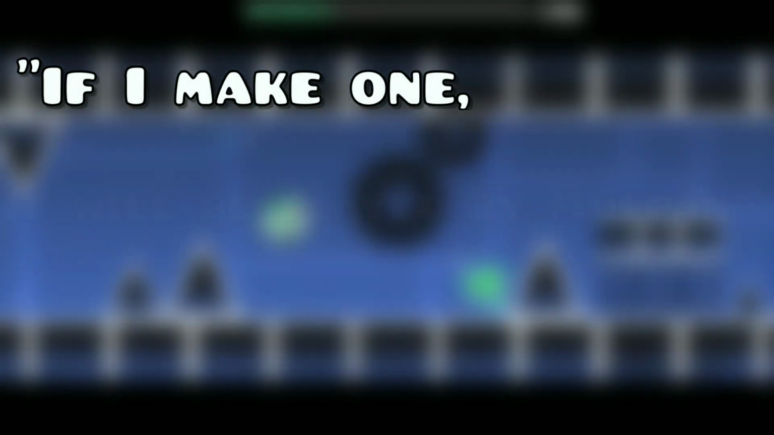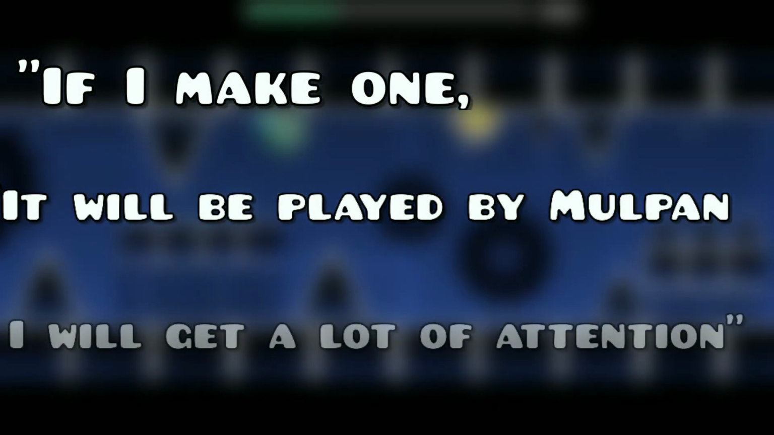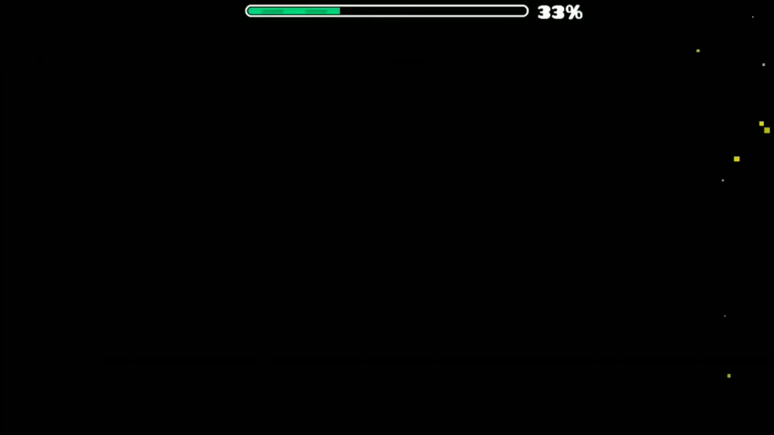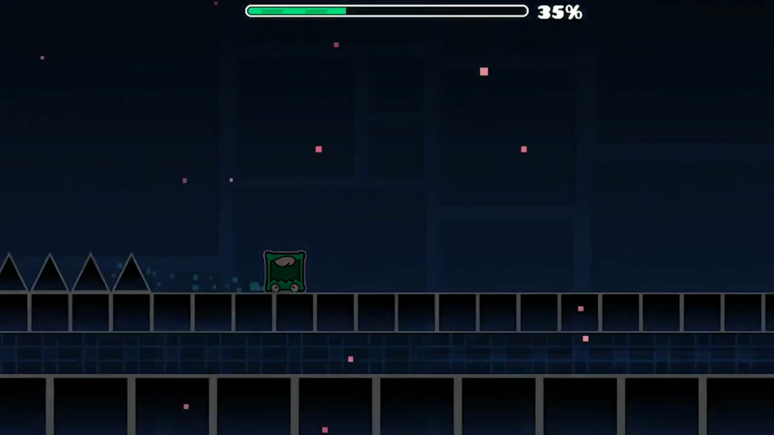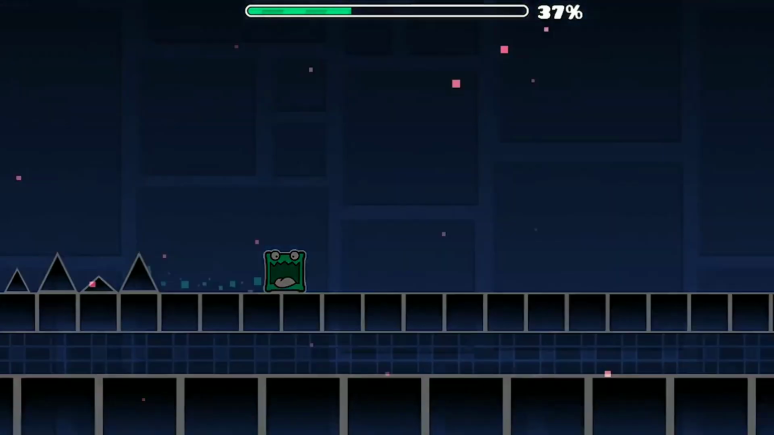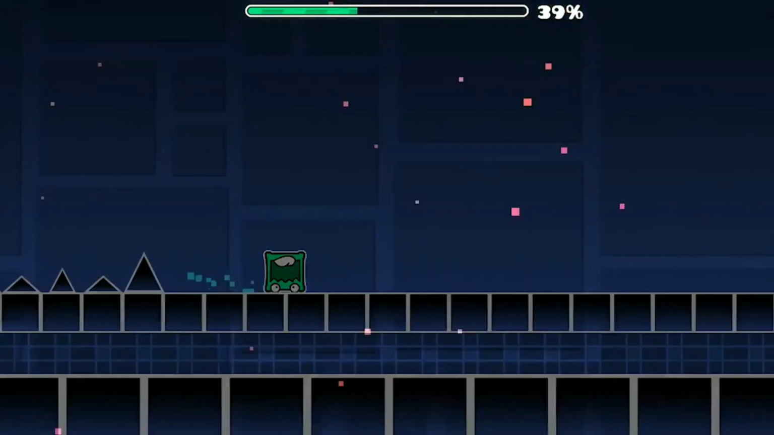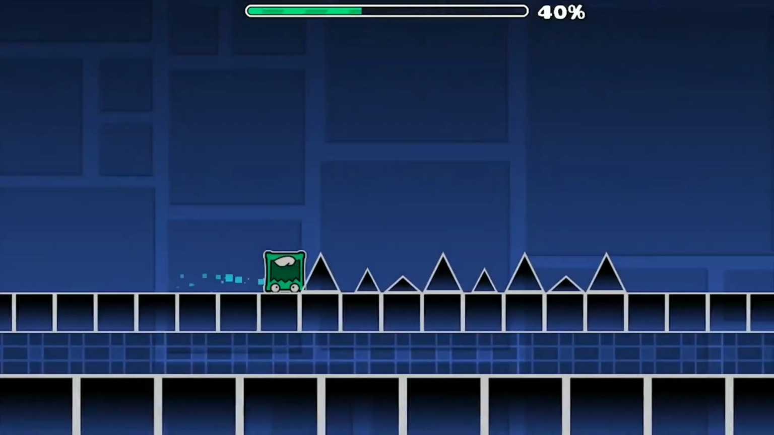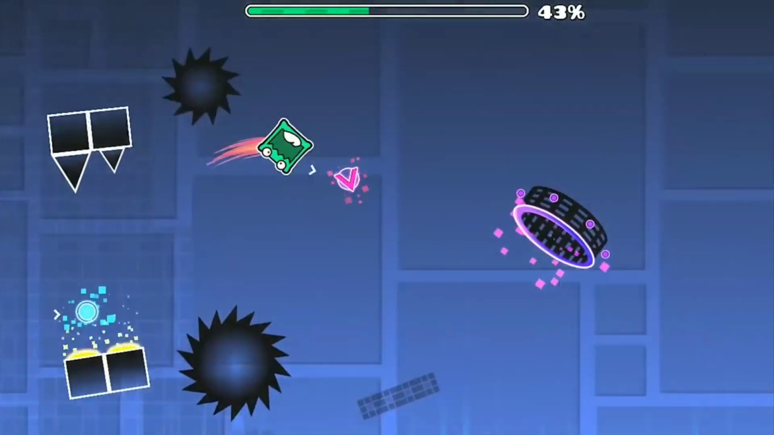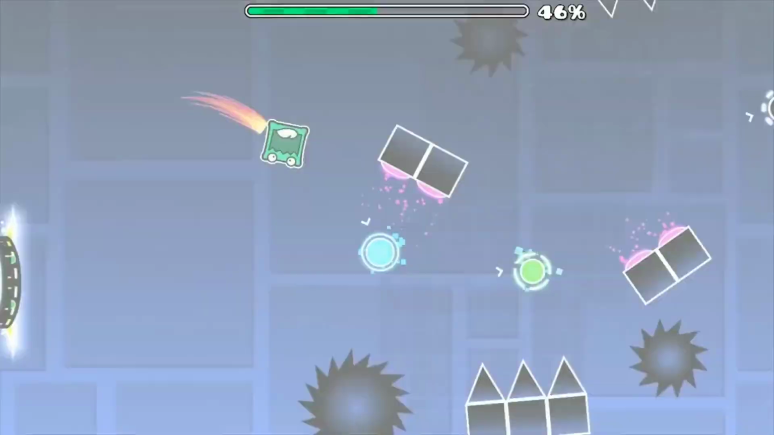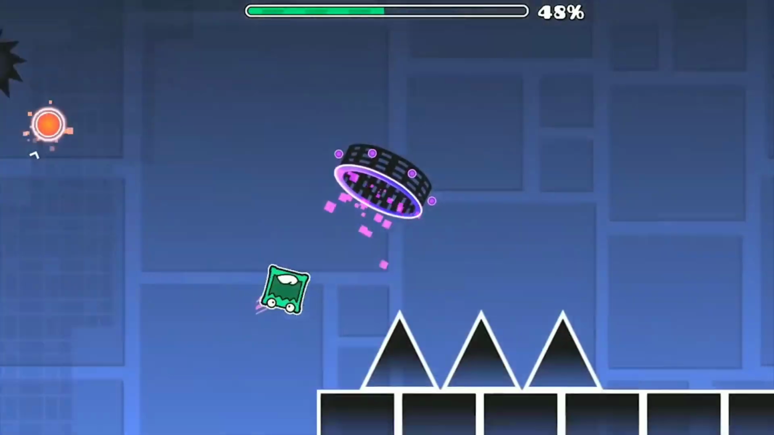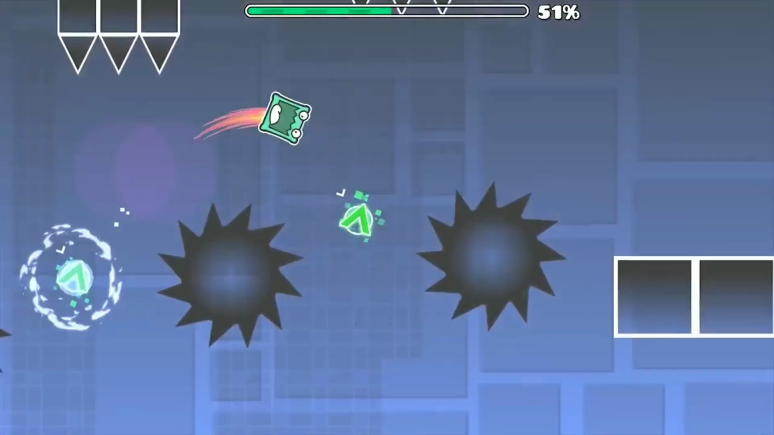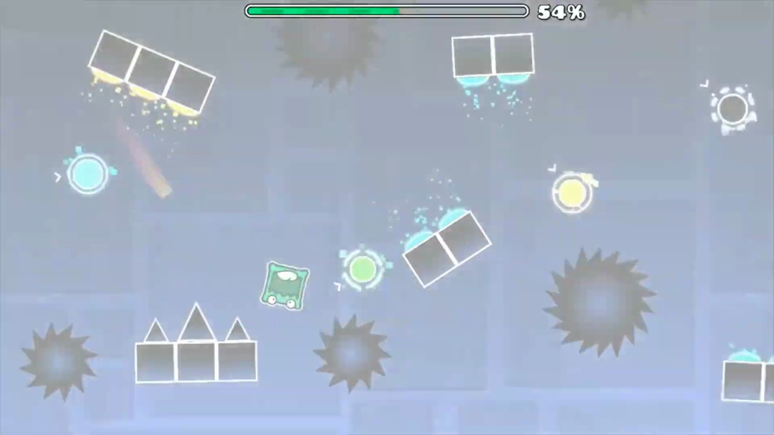If I make one, it will be played by Mulpan, I'll get a lot of attention. See where I'm coming from? The thought, in my opinion, when making a level is the most important thing. You should always be thinking of the quality when making a level, not the attention you will get. After all, I think effort is the most important skill a creator must have, and I know it sounds weird to state it as a skill, but to me nowadays it kind of is.